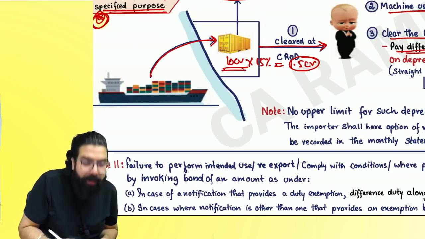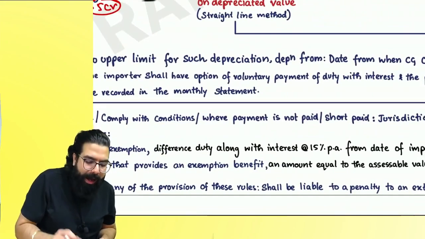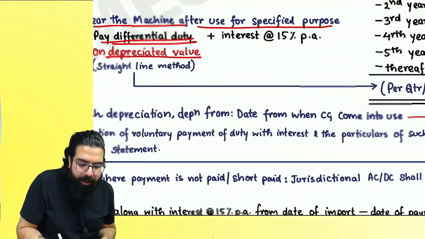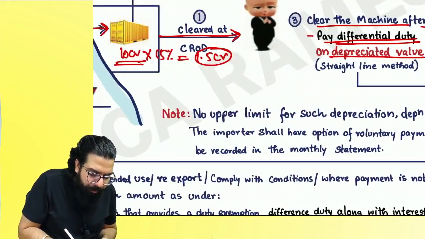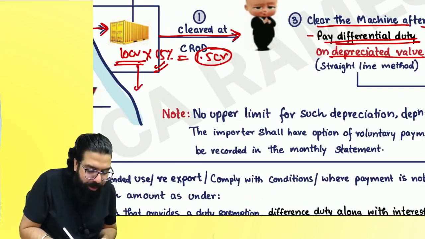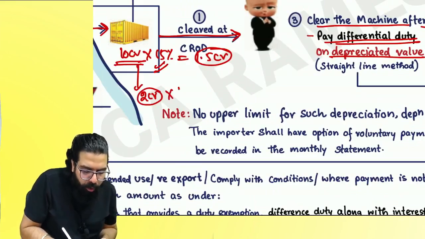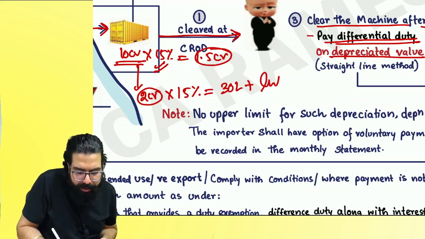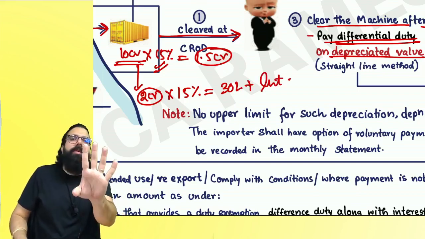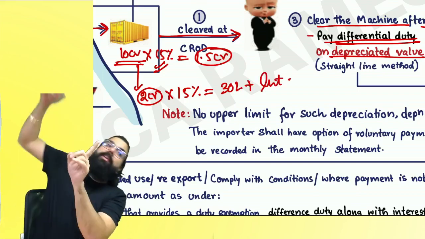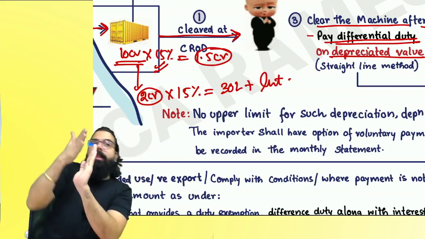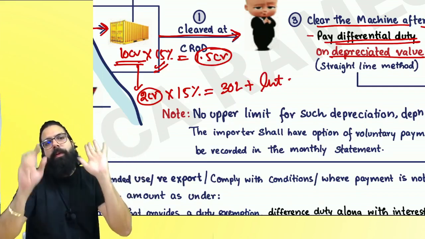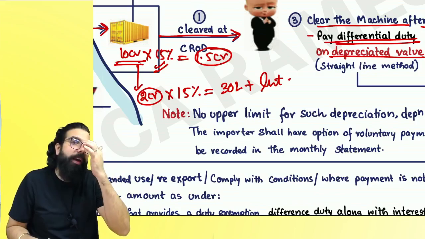You have to take out the depreciated value of the machine, and on the depreciated value you just have to pay the concessional rate. For example, today's depreciated value of the machine is 2 crore. 15% of 2 crore is how much, everyone? 30 lakh, along with interest. You have to pay interest at 15% from the day you imported till the date you are making the payment. The 30 lakh rupees has to be paid along with interest.